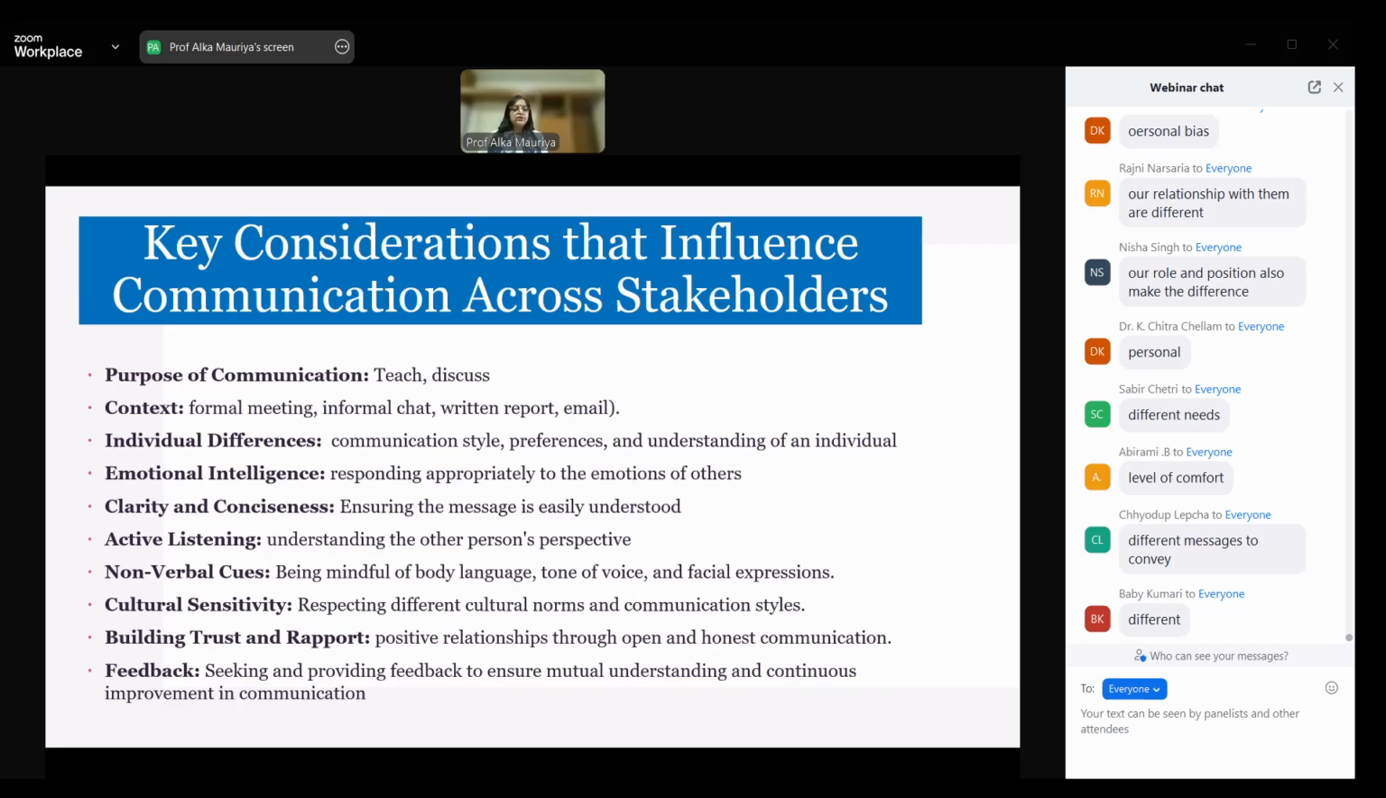So someone also wrote it in the chat box. With our friends, we are comfortable communicating with them in any way.